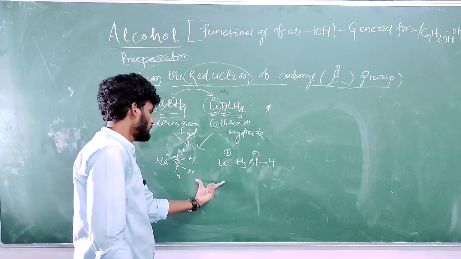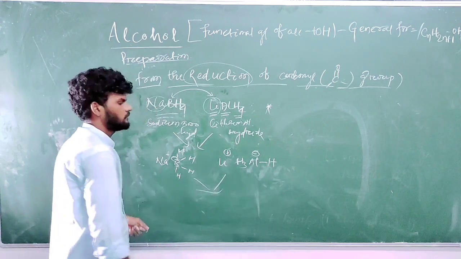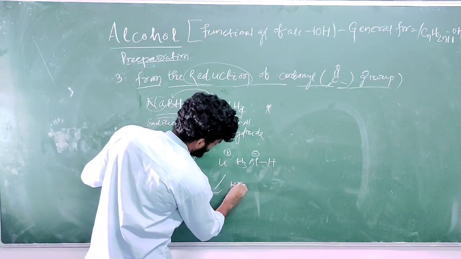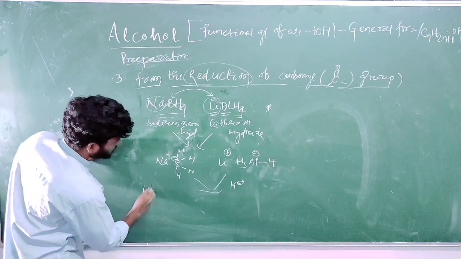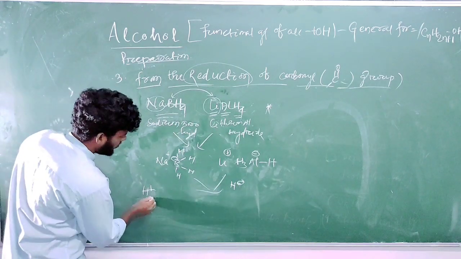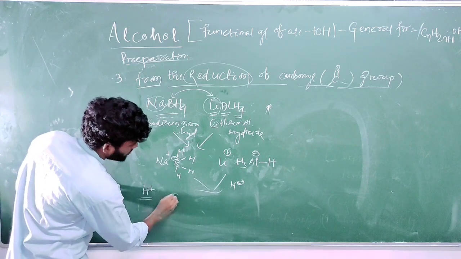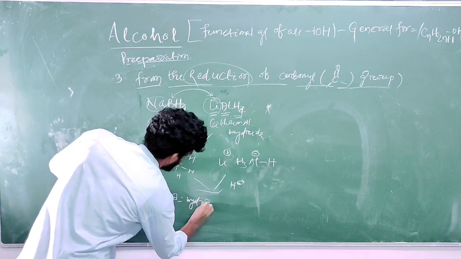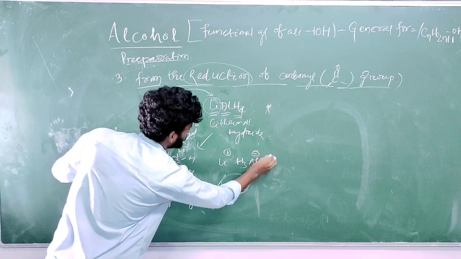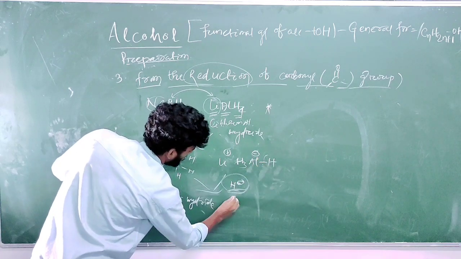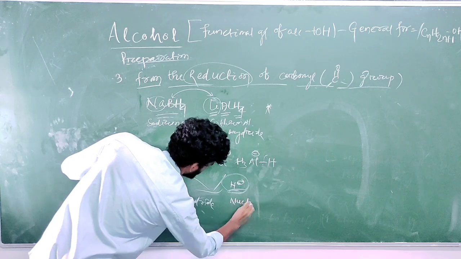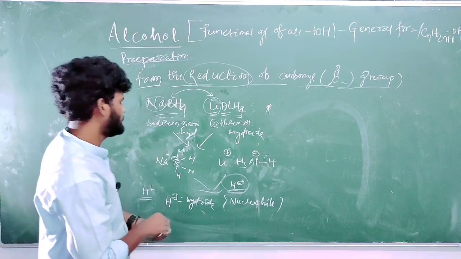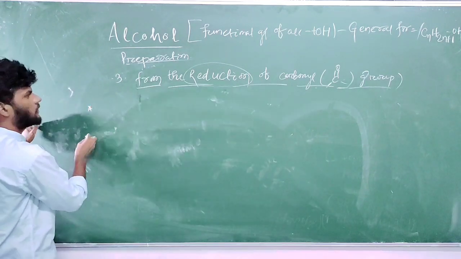So here I want to ask, what is the nucleophile here? The nucleophile is H minus. All of you know H plus is a proton or hydrogen plus ion. So H minus is known as hydride. H minus is hydride, with negative charge over hydrogen. The H minus ion here is the nucleophile.